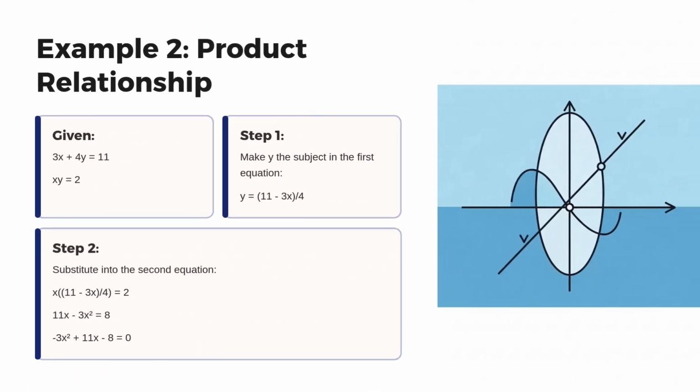Example 2. Product relationship. Given equations 3x + 4y = 11 and x multiplied by y = 2. Step 1. Make y the subject in the first equation.